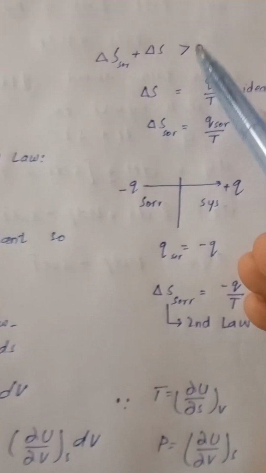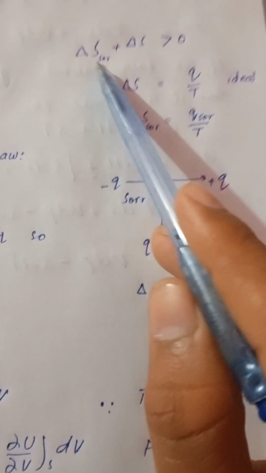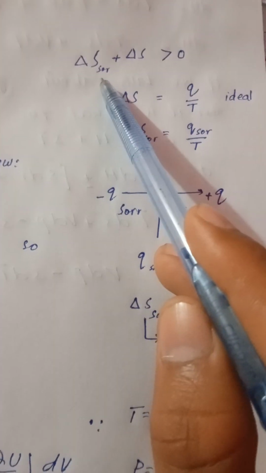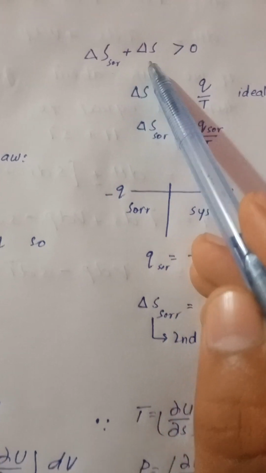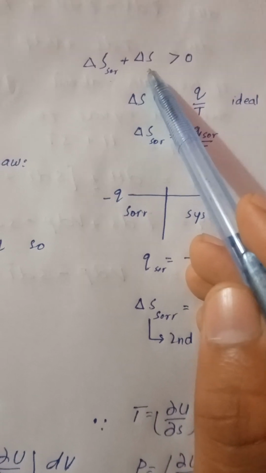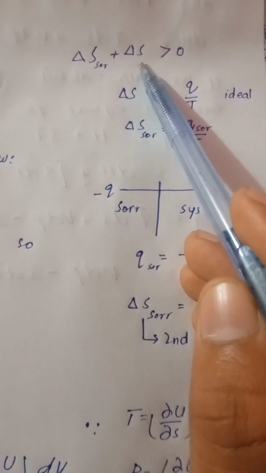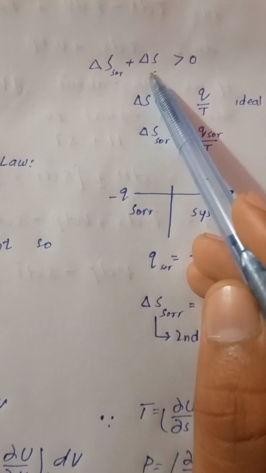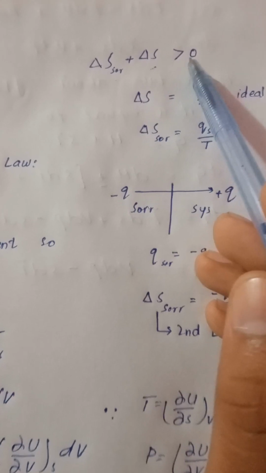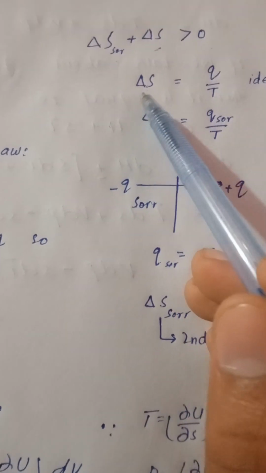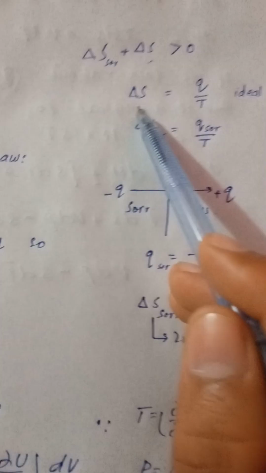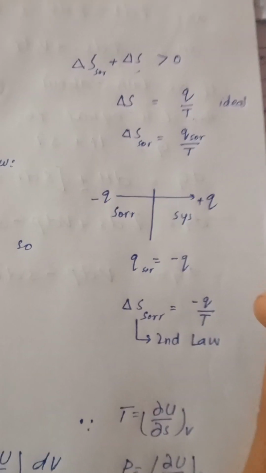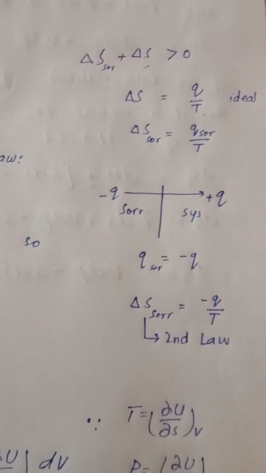So we have a system. Delta S with the subscript sur means the surrounding, and without the subscript it means the system. The change in entropy of the surrounding plus the change in entropy of the system is greater than zero. And we know that the entropy of the system is equal to q over T. This is the ideal case, but we can't see it in our daily life.